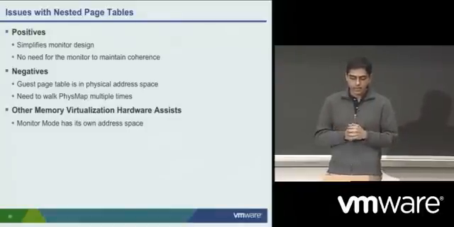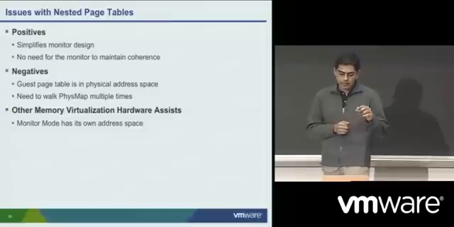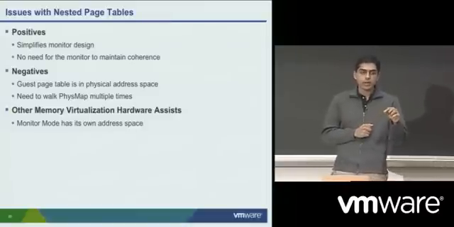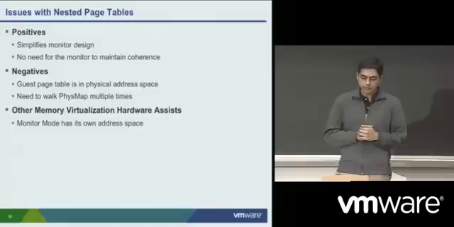So that's all very good and nice, but the negative, of course, is that the guest page table is in physical address space, and therefore the hardware needs to walk the entire PA to MA map multiple times, basically every time it reads one page table entry in the guest's own page table, which is the quadratic walk I talked about.